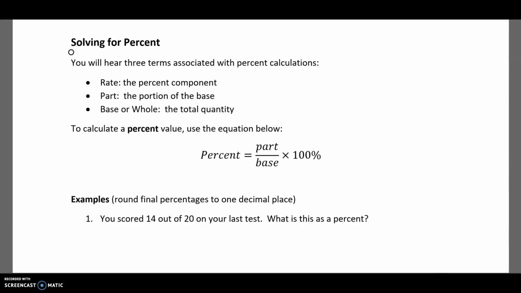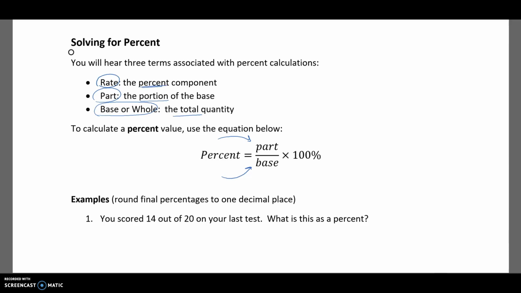Let's look a little more closely at the formula for solving for percent and work on some examples with it. There are a few more terms you might hear when you're working with percent calculations. The term rate is the same thing as the percent component. The part is the portion that we have, and the base or the whole is the total quantity we're comparing to. So to calculate a percent, we take the part that we have and divide by the base.